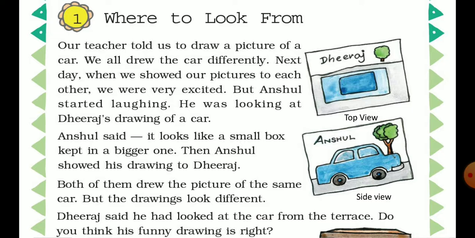Now come to your textbook. Our teacher told us to draw some picture of a car. We all drew the car differently. Next day, when we showed our pictures to each other, we were very excited, but Anshul started laughing. Why? Because he was looking at Dheeraj's drawing of the car. See both drawings. Dheeraj drew the top view of the car and Anshul drew the side view of the car. Both the pictures are correct, but the views are different.